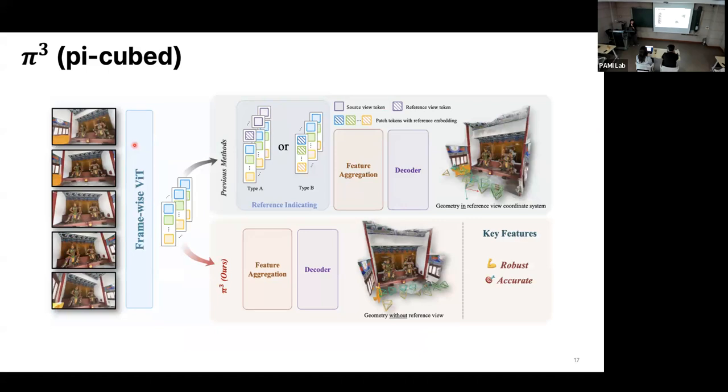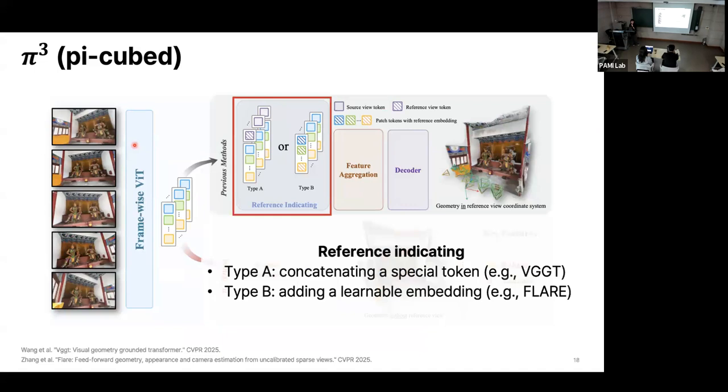So this is the overall pipeline of the PyQ. The upper part just shows the previous methods such as VGT. The key component is that they use some reference indicating modules, and they have some methods such as concatenating some additional positional tokens such as VGT, or just adding another positional embedding.